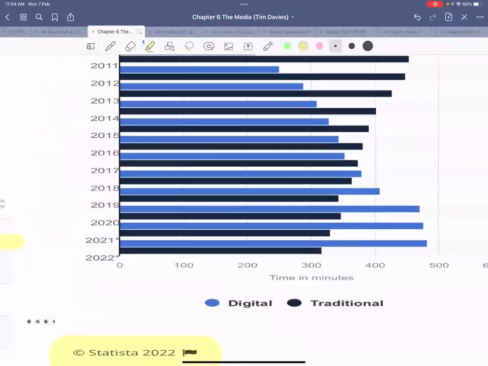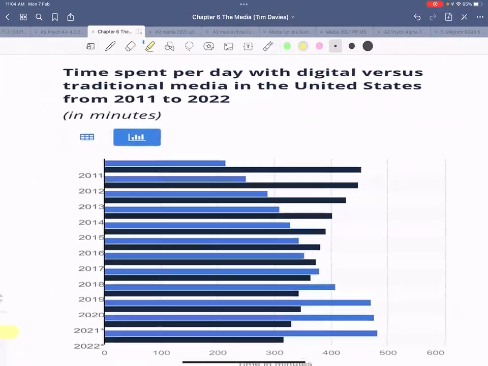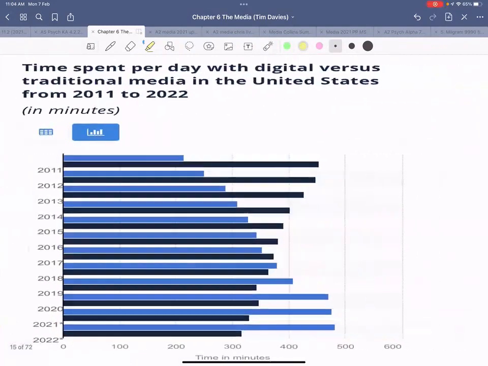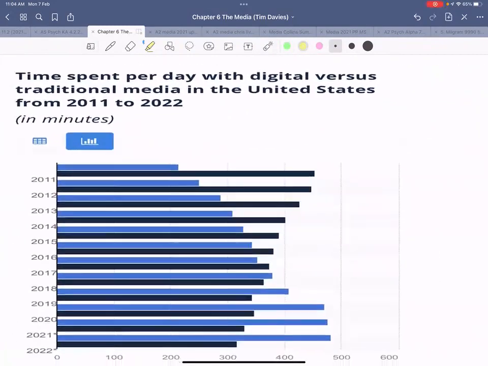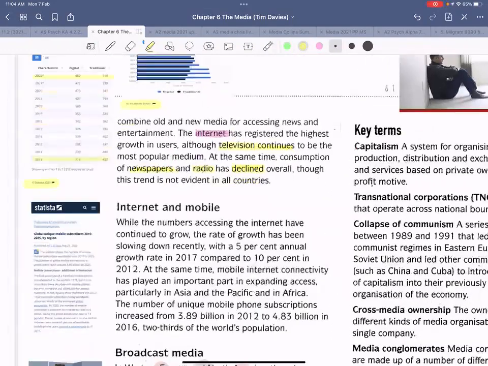Moving on, you could have a look at this one as well. Time spent per day with the digital versus traditional media. Now, do we proceed? Clear, beta?